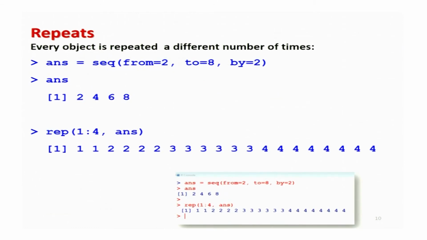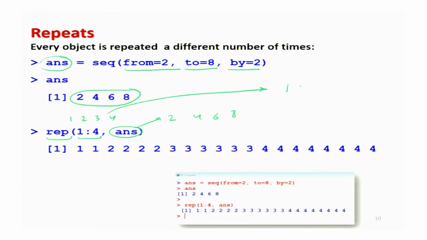Okay. Now I try to show you a similar operation where every object is repeated a different number of times, right? Suppose I create a sequence from 2 up to 8 by 2. This sequence is going to be 2, 4, 6, 8, and its value is stored in the variable ans, answer. Now you write the command rep 1:4, that is 1, 2, 3 and 4, and times ans. So this is 2, 4, 6 and 8. So what will happen? The same thing will happen, let me write it like this: 1, 2, 3 and 4 and then 2, 4, 6, 8.